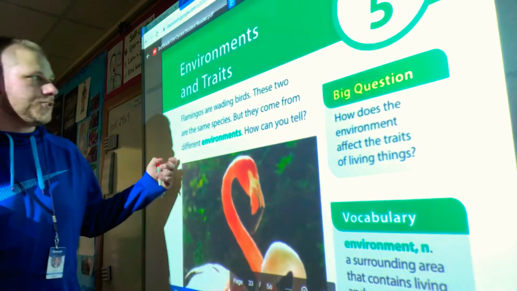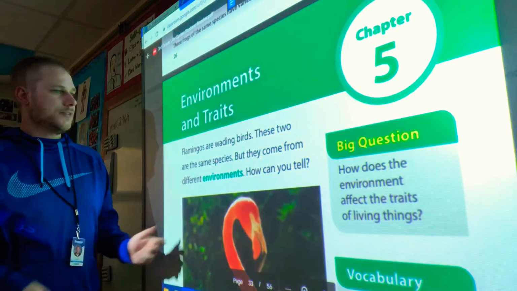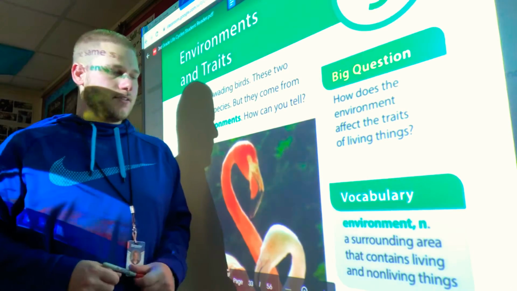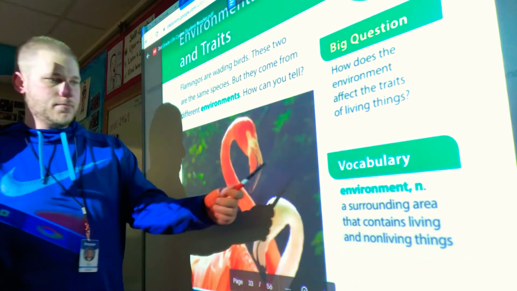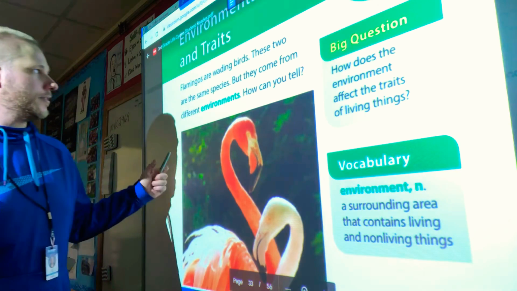All right, next up, we're going to read chapter 5 of Life Cycles. The title is Environments and Traits. Big question: how does the environment affect the traits of living things? The first vocab word that we're going to look at is environment. It says, a surrounding area that contains living and non-living things.